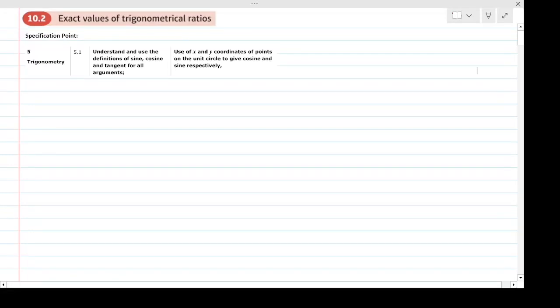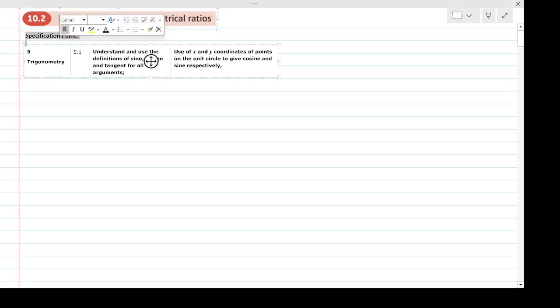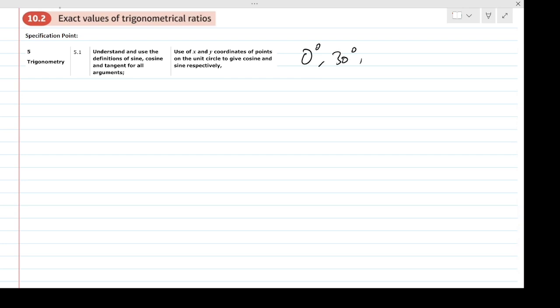Hello. So in this section, in this mini topic, we're going to look at exact values of trig ratios. In particular, we're going to look at the answers we get when we do the sine, cos, or tan of the angle 0 degrees, 30 degrees, 45 degrees, 60 degrees, and 90 degrees.